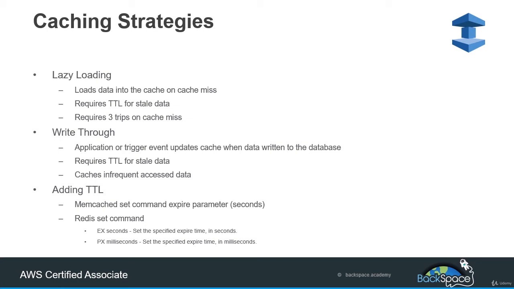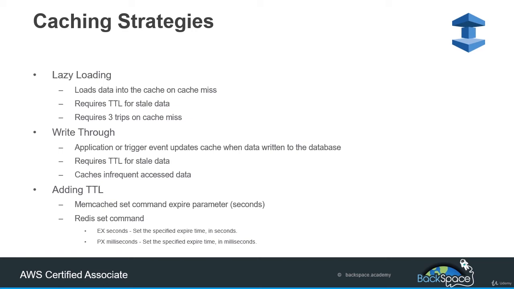The downside of write through is that it caches infrequently accessed data. So unlike lazy loading that will cache it only on a cache miss, this caches it whether or not it has been requested. So that does require more resources, volume of data to be stored in the cache. And so it definitely does require a TTL to get rid of any stale data, more so than in lazy loading.